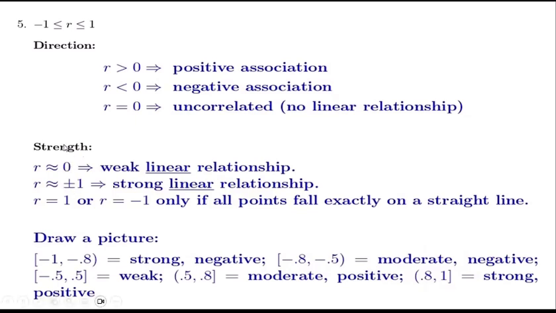Talking about strength right now. When R is very close to zero, we're going to call that weak. When R is very close to +1 or -1, that's going to be called strong. If it is very close to -1, that's going to be a strong negative linear relationship. If it is very close to +1, it's going to be a strong positive linear relationship. And I say R equals 1 or R equals -1 only if all points fall exactly on a straight line.